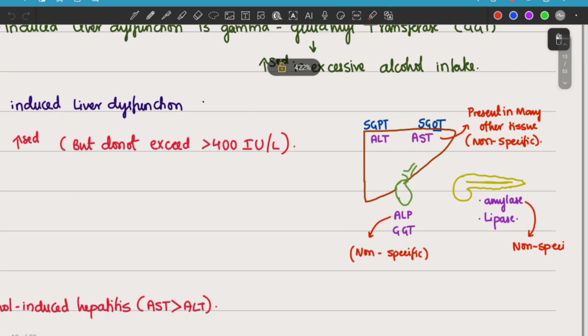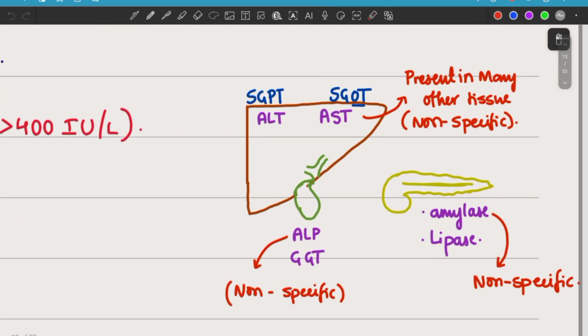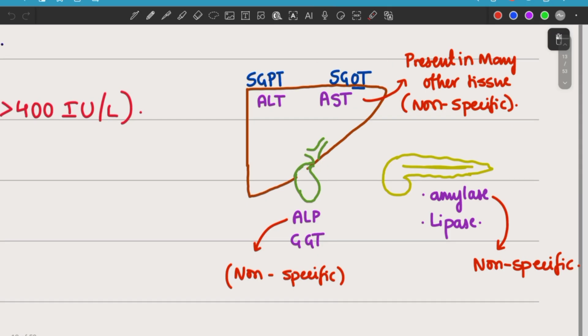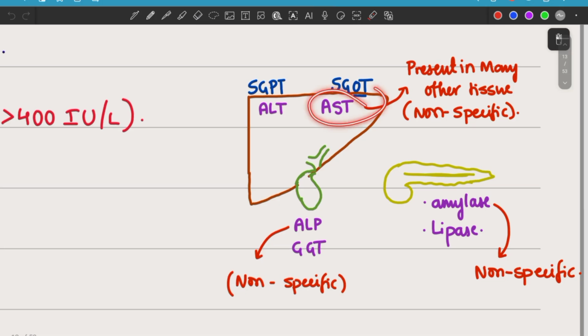Here you have to see this picture once. SGPT is nothing but ALT, SGOT is nothing but AST. Here you can remember AST is for OT, let's consider anesthesia OT. These two are the same; sometimes they might be used interchangeably. But when AST is increased, it might not be specific to the liver. It might be increased in some other diseases also.